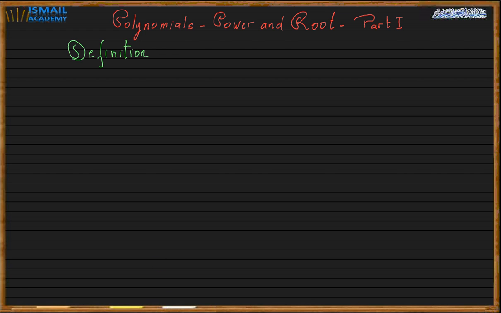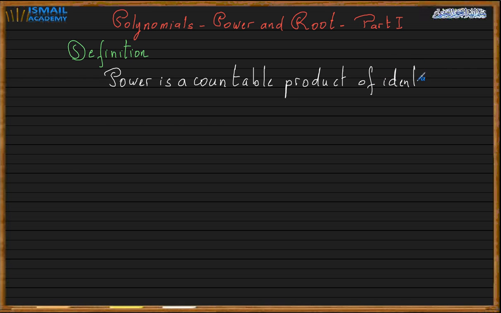So what is a power? A power, in fact, is a countable product of identical expressions. So those identical expressions are called roots.